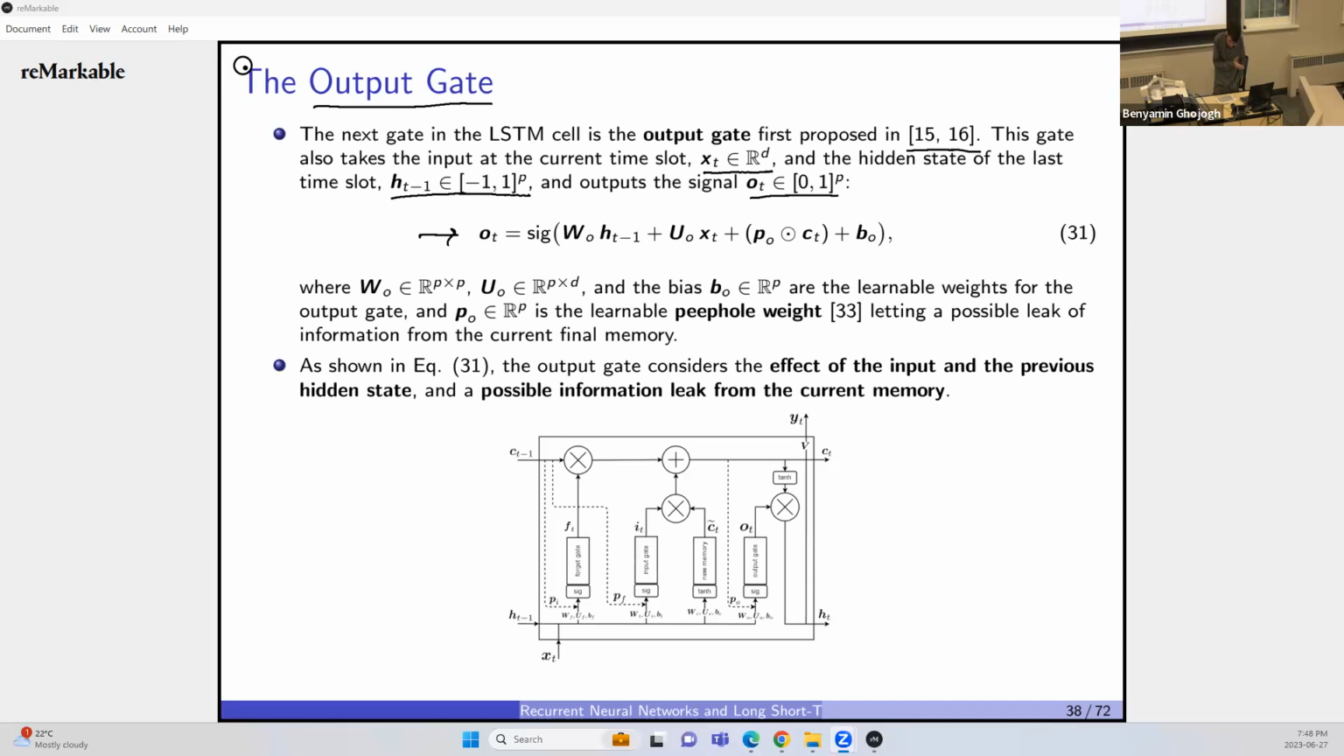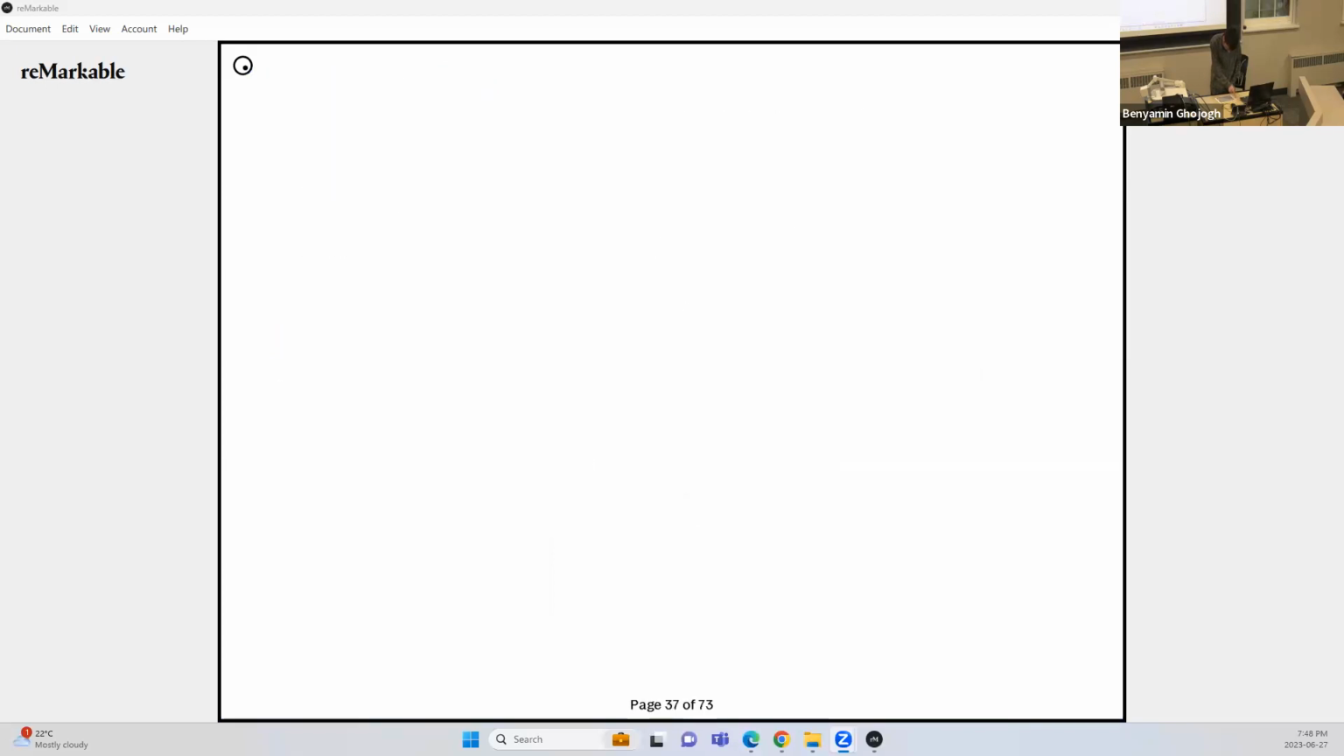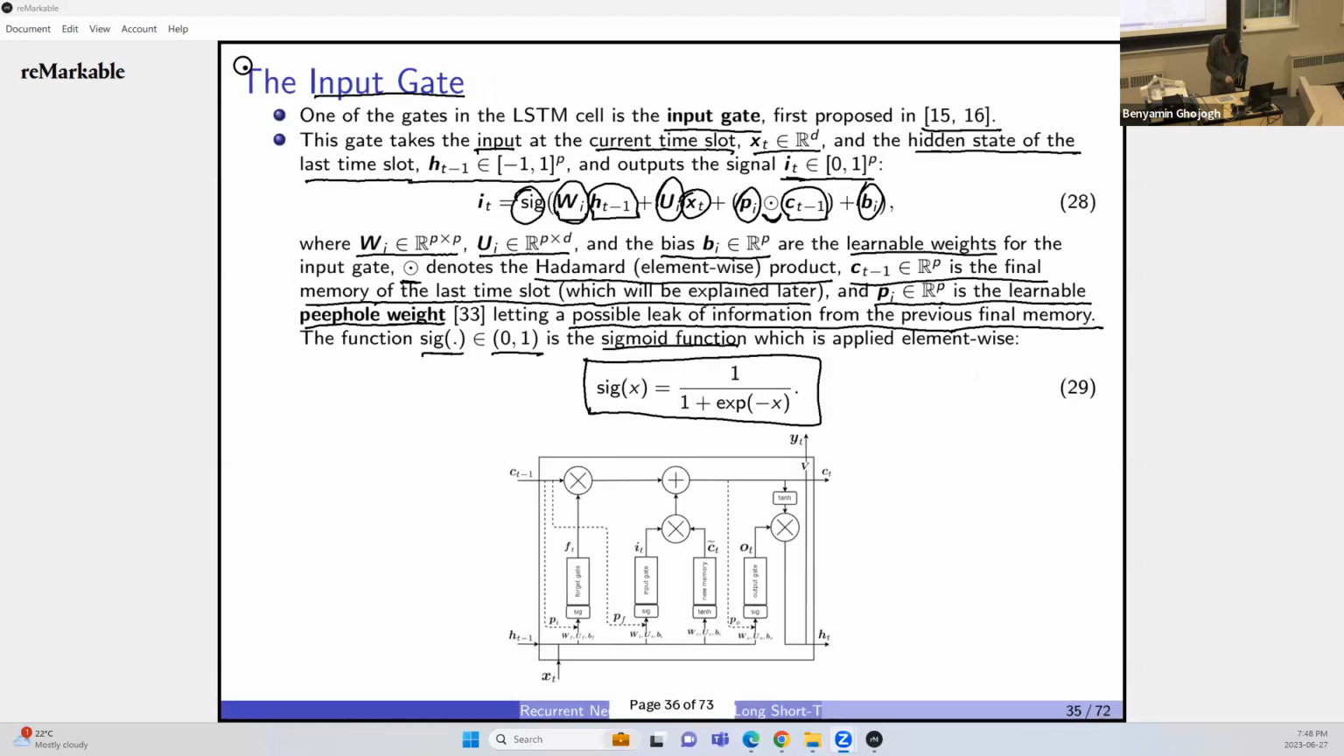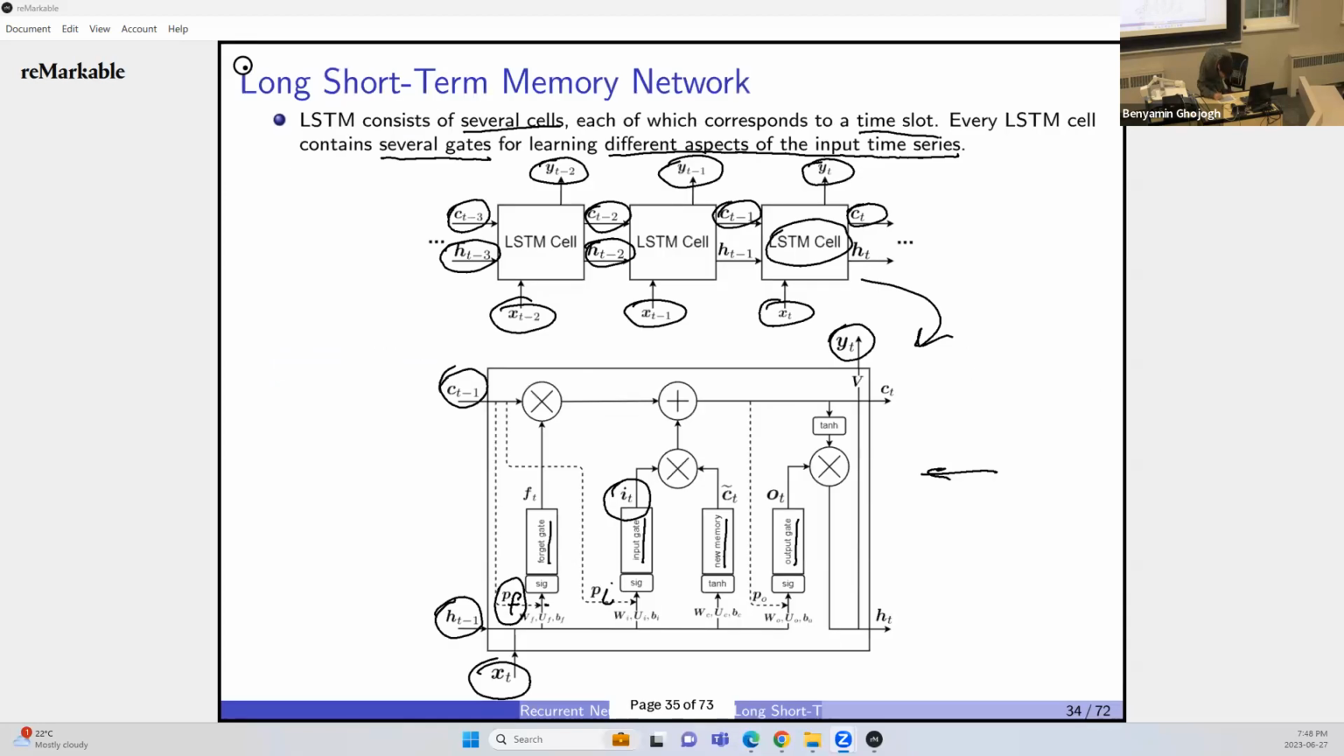So we have different roles. The effect of the input and the previous hidden state are considered, and also a possible information leak from the current memory. I think from this figure you can also see that these gates are very similar. Let me bring the larger one. Here, this is the output gate. This is the input gate. This is a forget gate. Naming is not important. Mathematics is important.